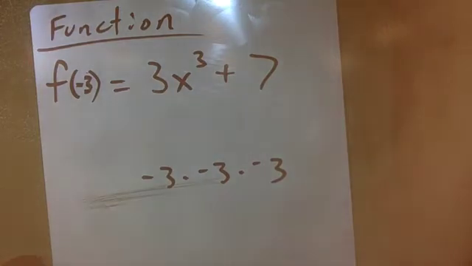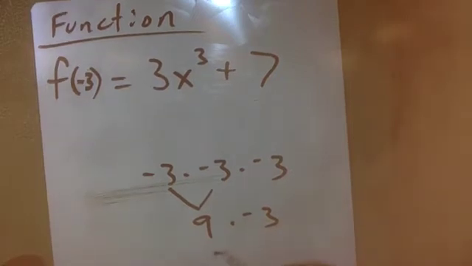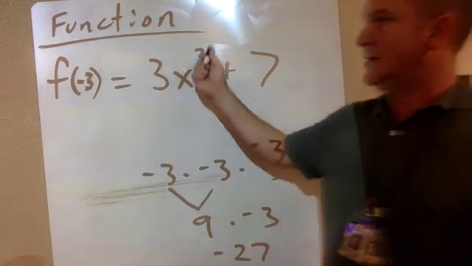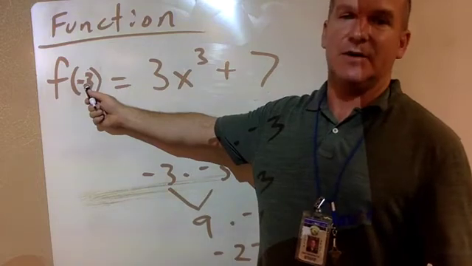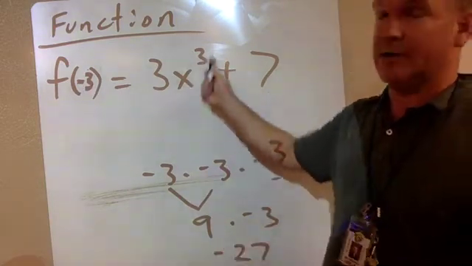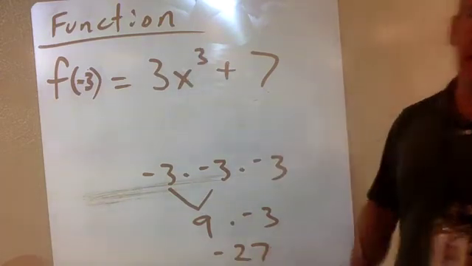Well, when you multiply the first two negative 3's together, that's a positive 9, because a negative times a negative is a positive. Then you throw in that third negative 3, now you got a positive 9 times a negative 3, and a positive times a negative is a negative, so that's a negative 27. So that's the only part that can be kind of tricky, is when you got raised to the third power and you're substituting in a negative number, your answer is going to be negative for that part right there. Because 3 negatives multiplied together always make a negative.